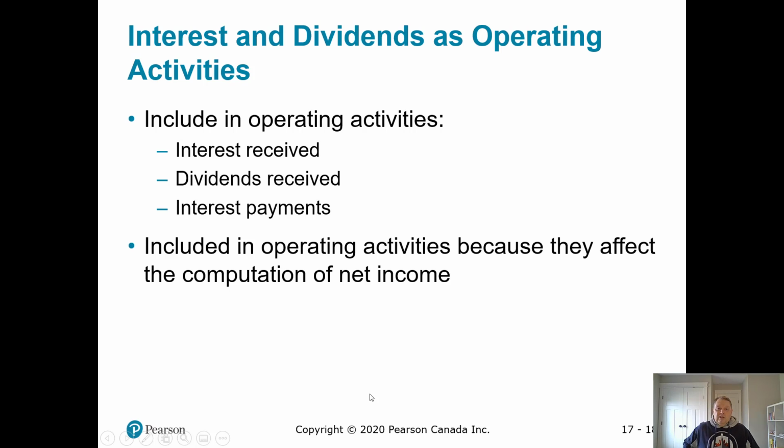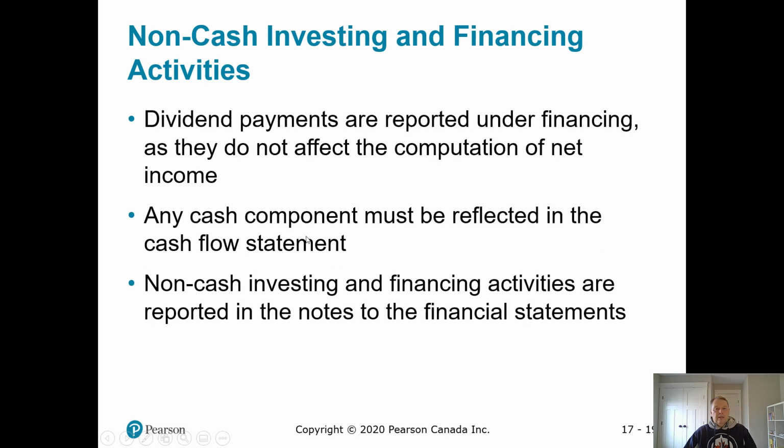Now, we do include in operating activities some little strange stuff because they show up in net income. Interest received and interest paid. So those are sort of key things. And dividends received, not dividends paid to shareholders. That's going to show up in financing activities. But dividends received show up under operating activities, and they get included in net income.